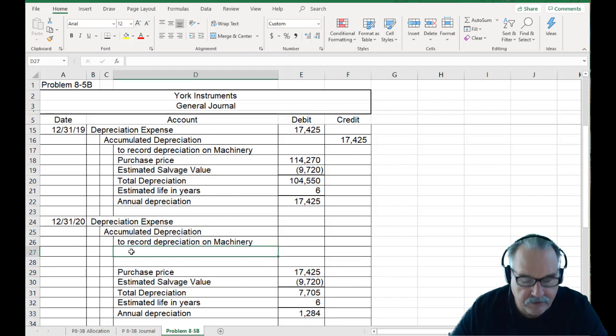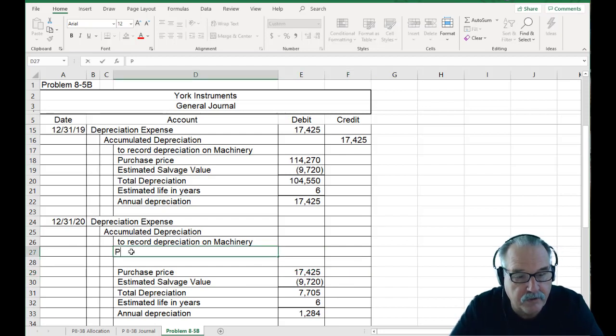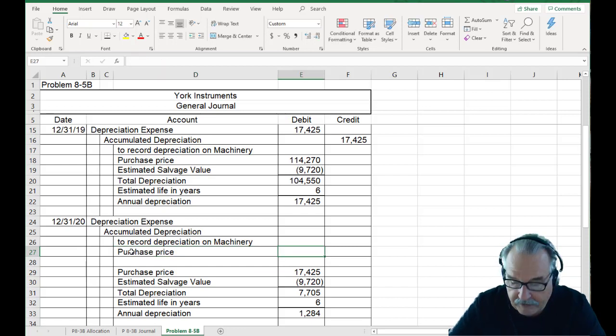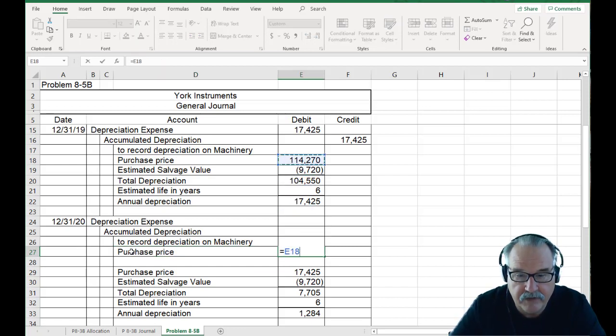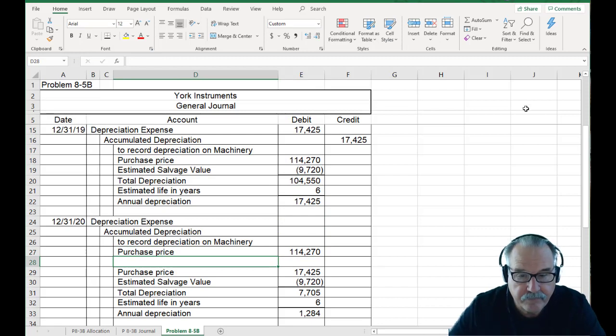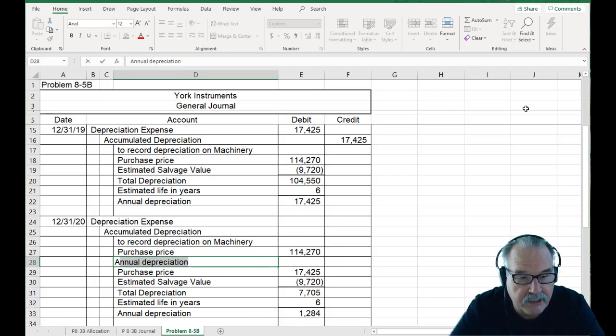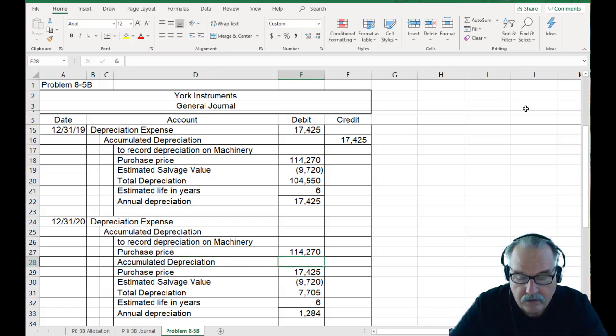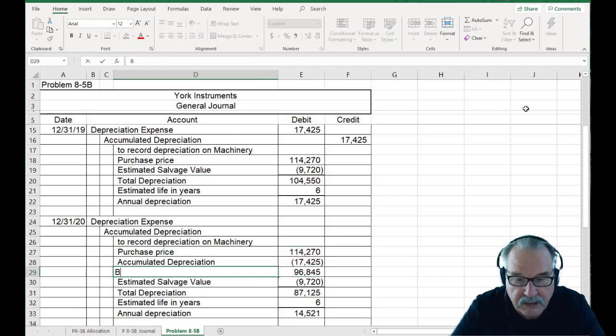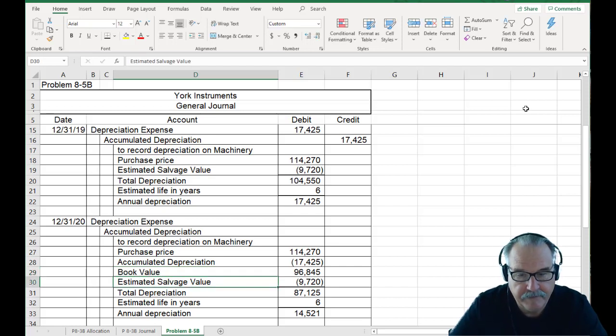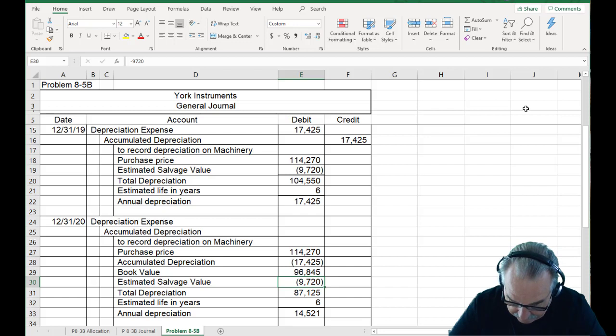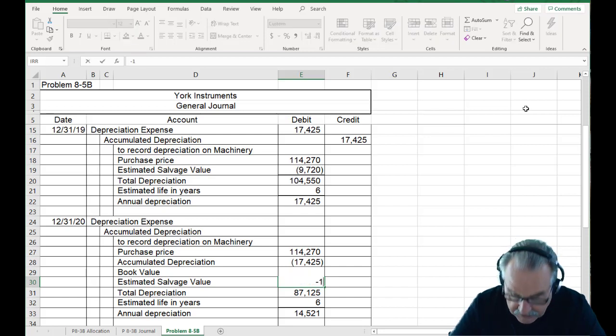But what we have to do is say the original cost or purchase price, and that is the $114,270. We have accumulated depreciation that is from what we recorded last year. So this is now going to be the book value. Our estimated salvage value has now changed to $14,345.